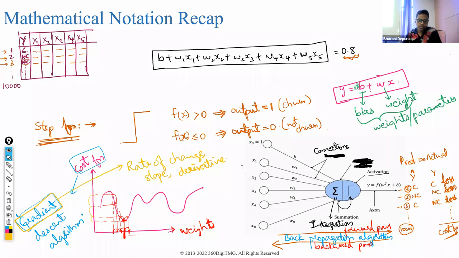Okay. So you have two algorithms here. One is your backpropagation algorithm, whose objective is to update the weights. And we have gradient descent algorithm, whose objective is to minimize the cost function. Okay. There are a lot of activation functions. We'll talk about those later.